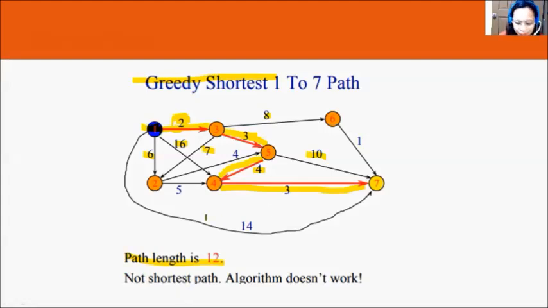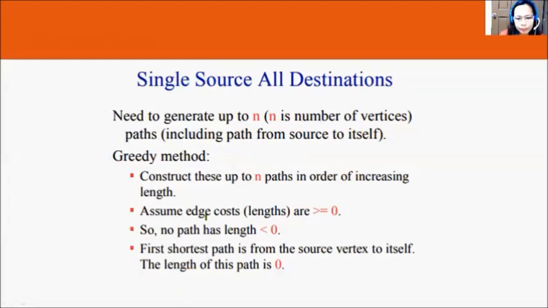Okay, moving to the next slide. So now, single source all destinations, so we need to generate up to n paths, where n is the number of vertices or nodes. The greedy method constructs these up to n paths in order of increasing length. So assume edge cost lengths are greater than or equal to 0, so no path has length less than 0.